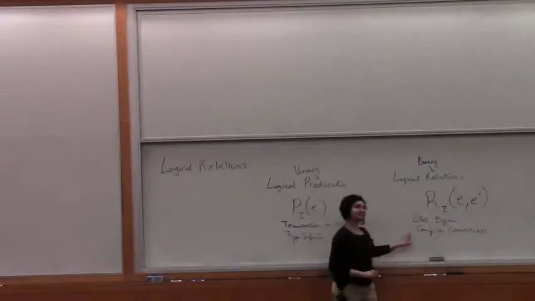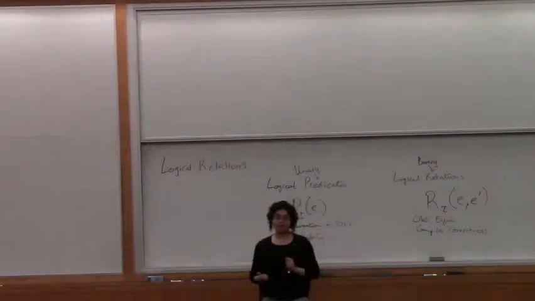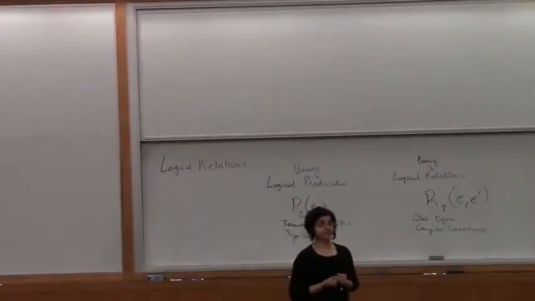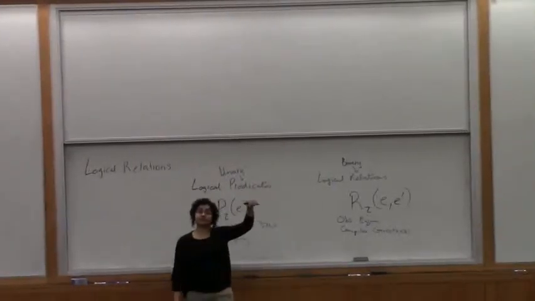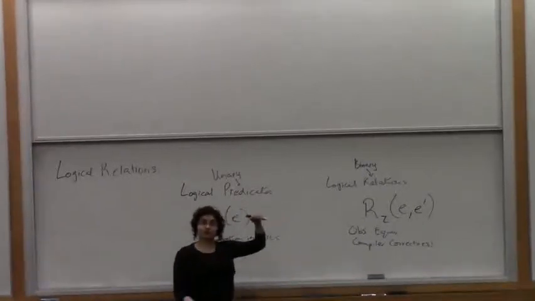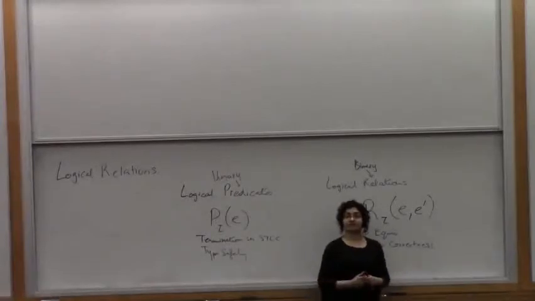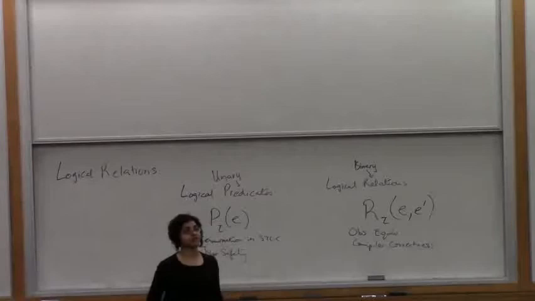And actually, let me say something about compiler correctness. You can set up logical relations between two terms that don't both belong to the same language. So you can have a relation that relates source language terms to target language terms. The term E and the term E prime could come from two different languages. And for compiler correctness, that's the kind of logical relation that one would want to set up.